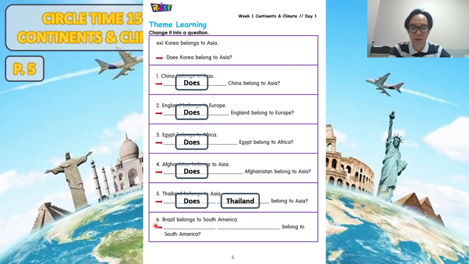Okay, here's number 6. It's our last one for this video, so I want you to try by yourself. Can you read it? Did you read it? Let's read it together. Brazil belongs to South America. What do you think will go in these blanks? Are you going to try on your own? I'll give you a couple seconds to try. Blank blank belong to South America. Are you done? Well, let's take a look. It should say, does Brazil belong to South America?